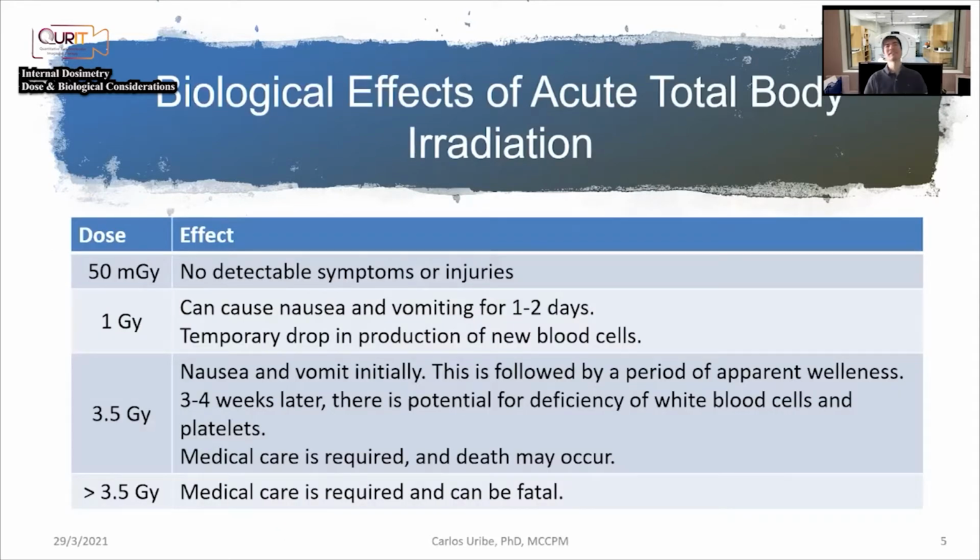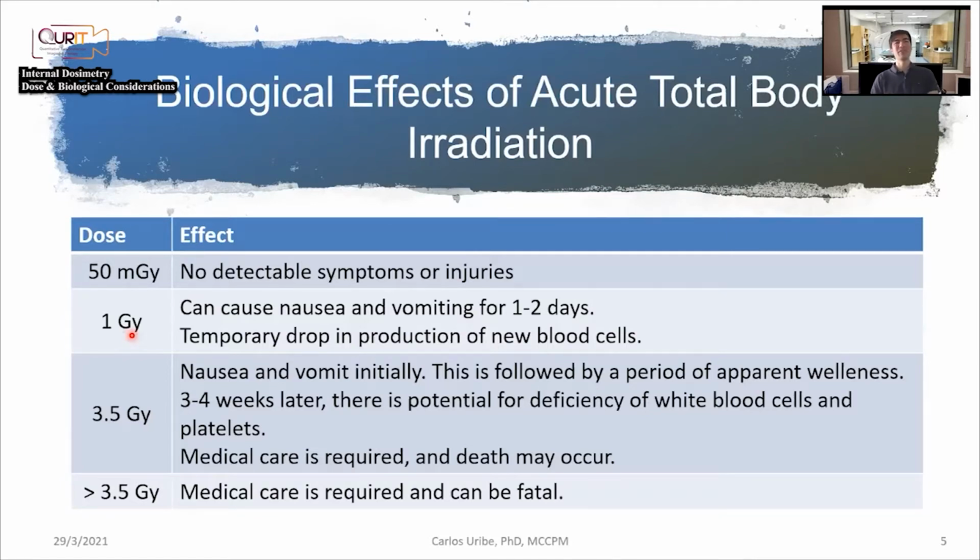Now, some biological effects of acute total body radiation. So acute means you have this dose in a short period of time and then the dose is not there anymore. So when you get an exposure of about 50 milligray, there's typically no detectable symptoms or injury. When people get about 1 gray, it can cause nausea and vomiting maybe for 1 or 2 days, or maybe there's a temporary drop in production of new blood cells.